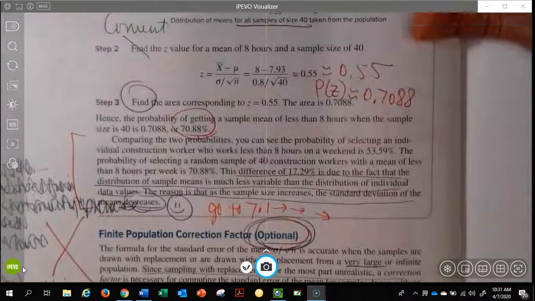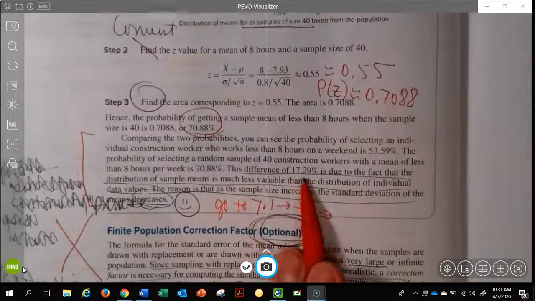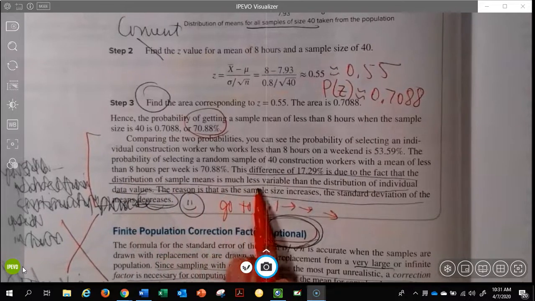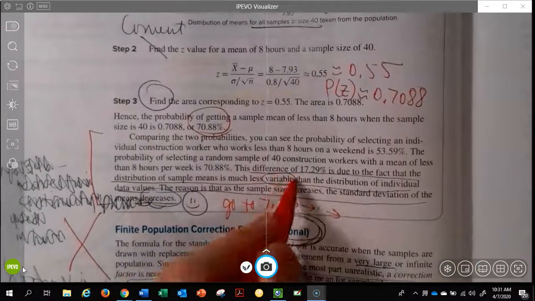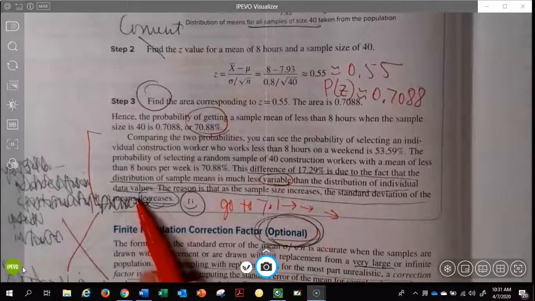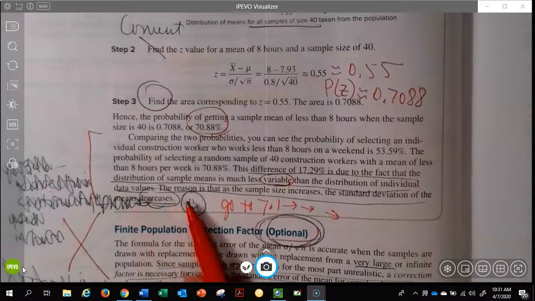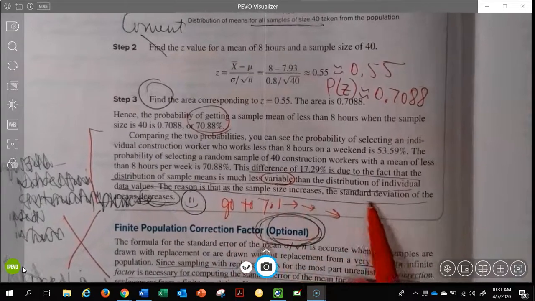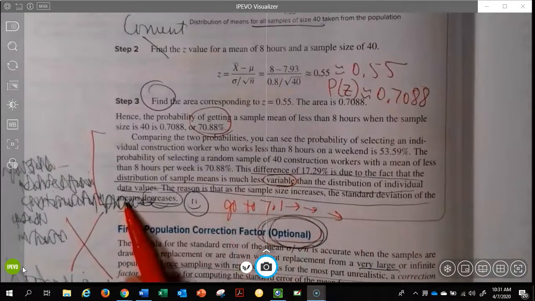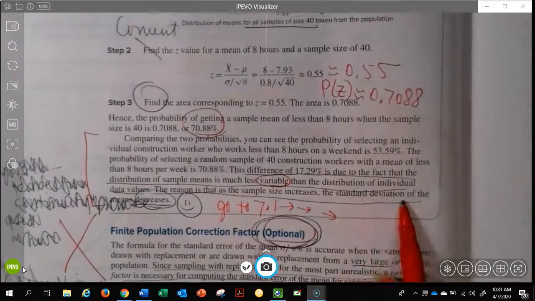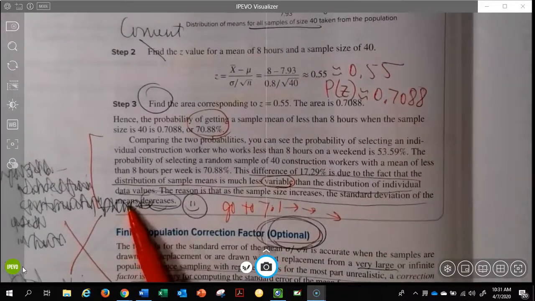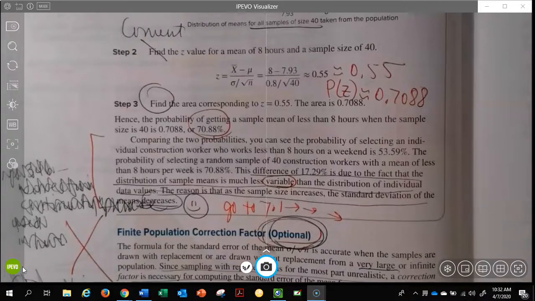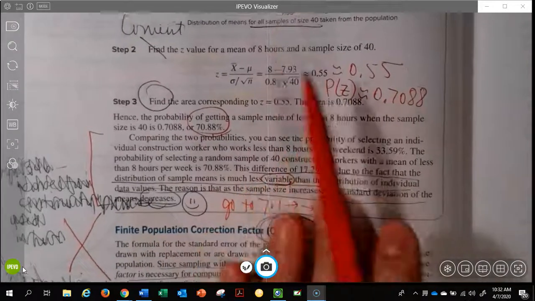And then there's this cool paragraph that says, this difference is due to the fact that the distribution of the sample means is much less variable. There's less variance than the distribution of just one data value. The reason is that as the sample size increases, the standard deviation decreases. It gets tighter, it gets closer in to the actual mean.